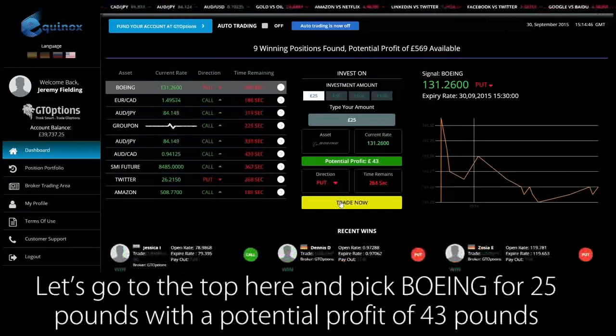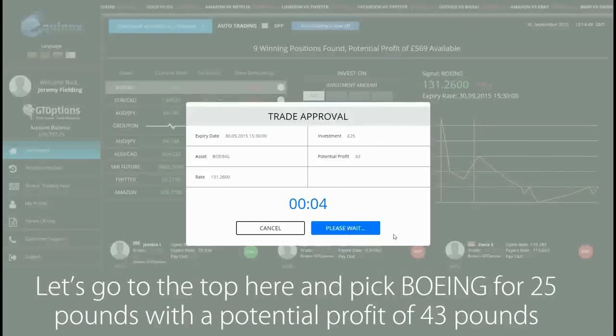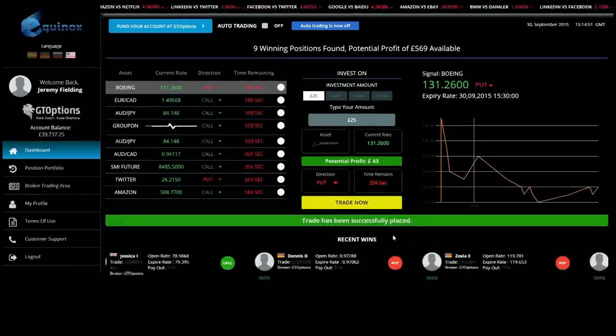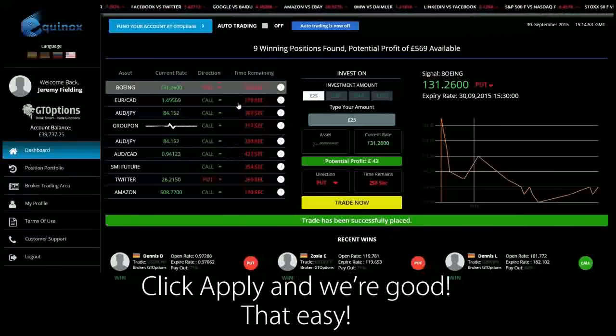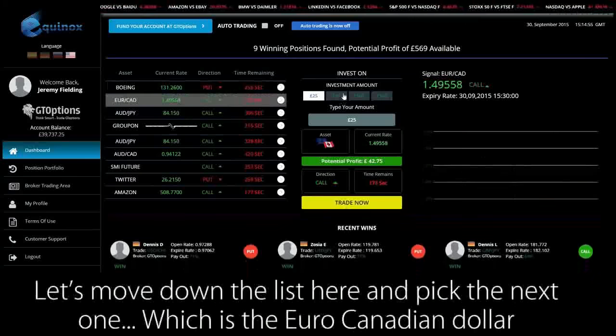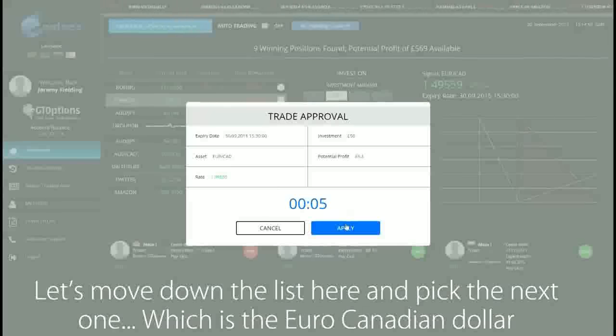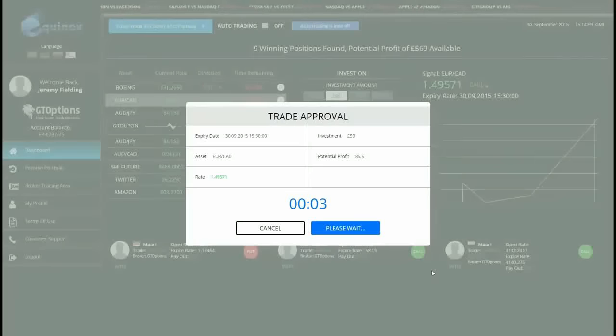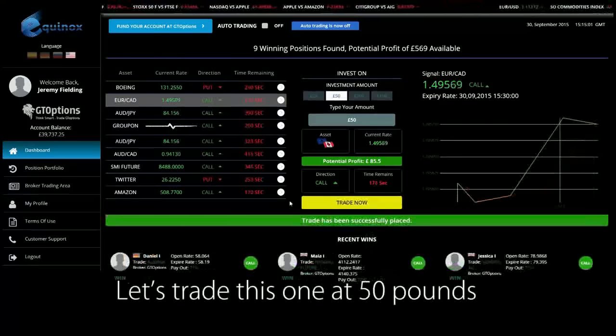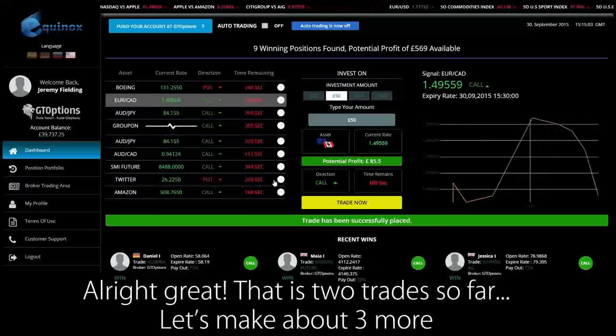Let's just go to the top here and pick Boeing at 25 pounds with a potential of 43 pounds. Click apply, and we're good. That easy. Let's move down the list here and pick the next one, which is the Euro Canadian dollar. Let's trade this one at 50 pounds. All right, great. That's two trades so far.